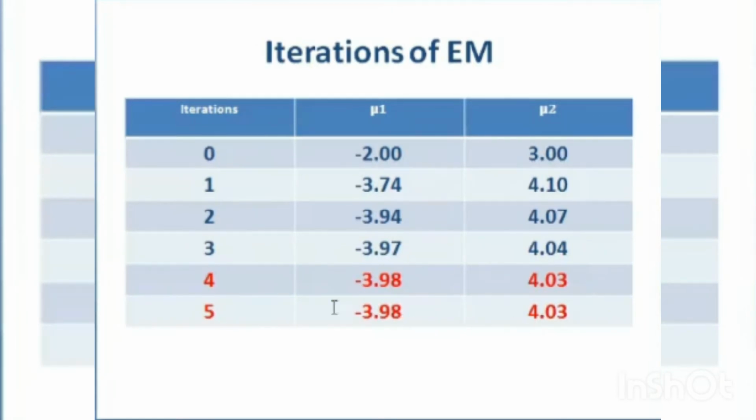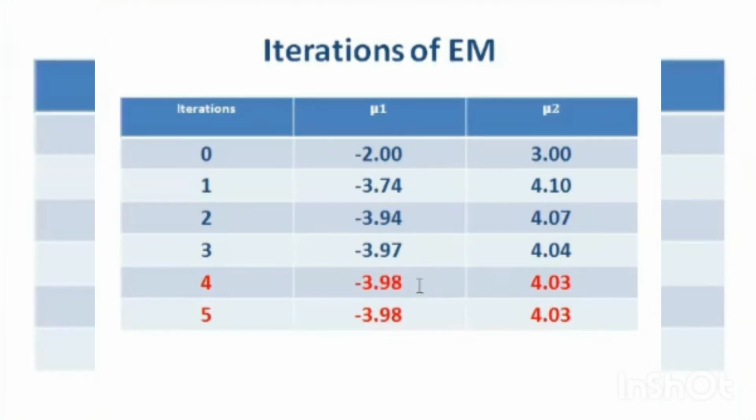Again if I repeat, at last I'm getting the same values, the red ones indicated here. The same way mu2 also is done. Until I have the same value, the procedure, the algorithm will continue. If I have the same value, the iteration can stop.